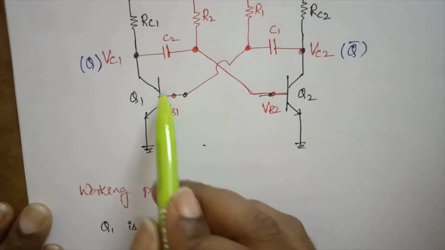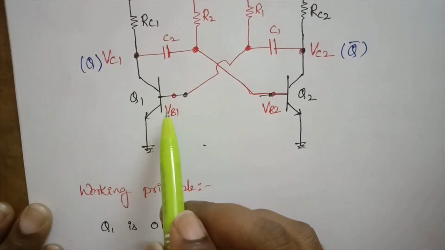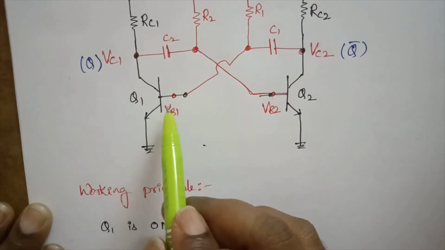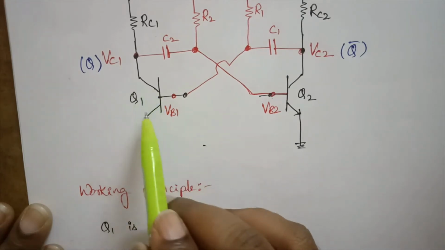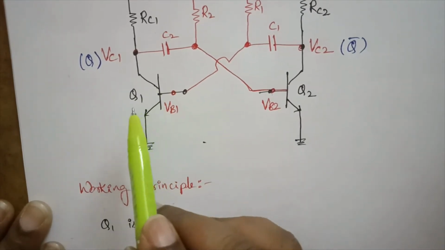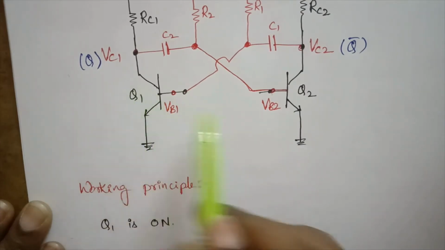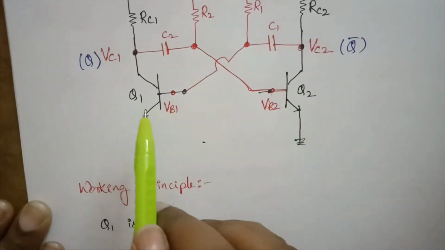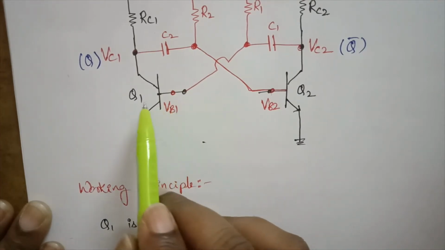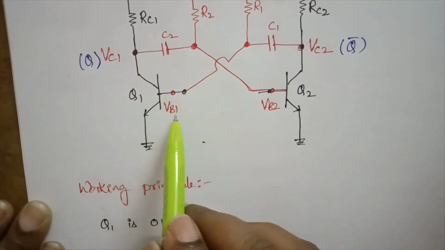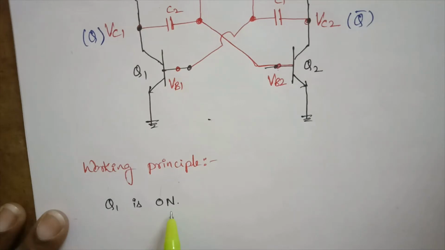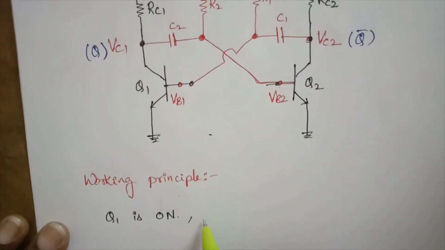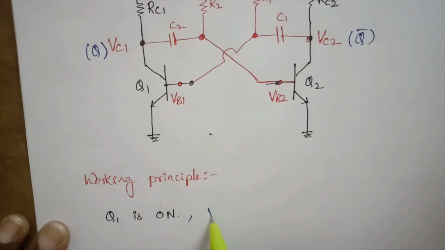We already know that the transistor is operated in three regions: one is active, another is saturation, and the other is cutoff. In the saturation region the transistor acts as an on switch. In the cutoff region the transistor acts as an off switch. So I mentioned that this transistor acts as a switch. Depending on its inputs it may operate in the cutoff region or in the saturation region. Let us assume that Q1 is on. Then what about VC1? The output voltage at Q1, VC1, is equal to VCE sat.